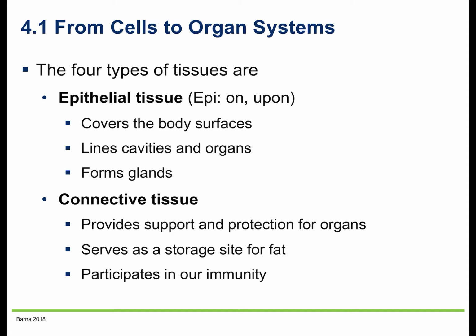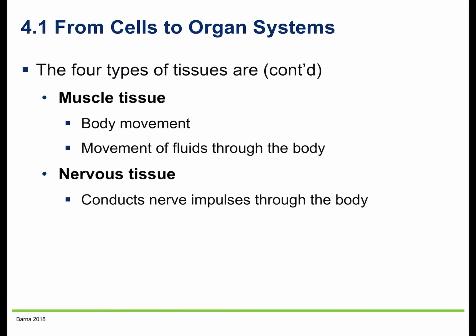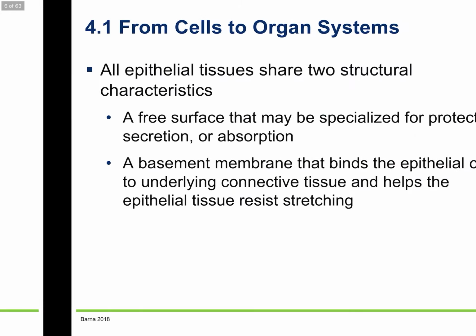Connective tissue, this is a supportive tissue. It's a very wide range of tissues. It can be anything from fat to blood to tendons, ligaments, cartilage, bone, but all of these provide a supportive type of mechanism. Muscle tissue, this is going to provide movement of the body or movement of fluids throughout the body, and nervous tissue is going to conduct nerve impulses.